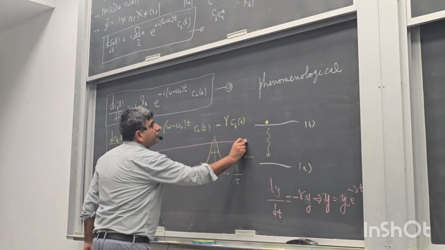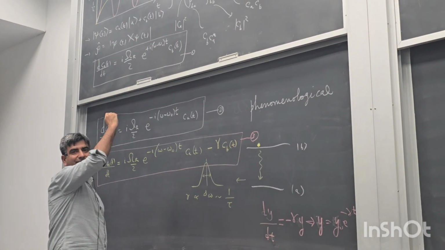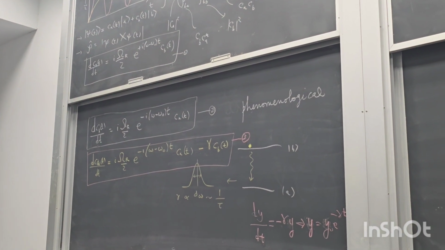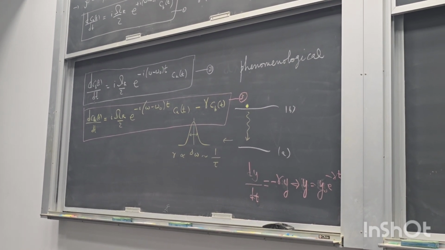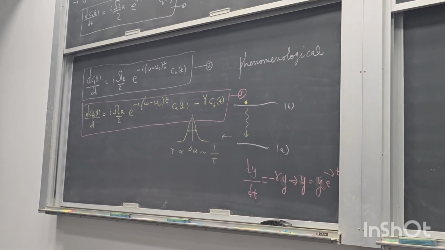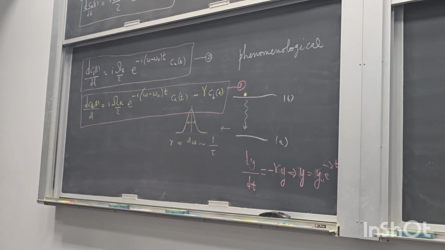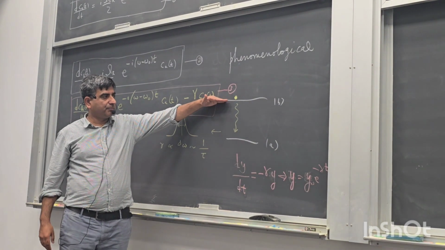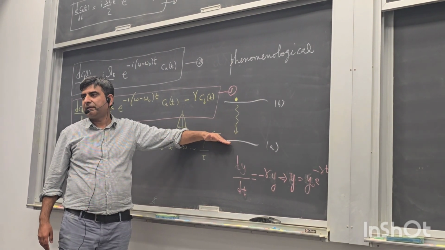So now I have two equations. One is equation number 1, and the other is equation number 3. Question: how is damping related to decay? Damping is decay. Damping means that the population in the excited state is reducing with time, and this we call damping or decay.